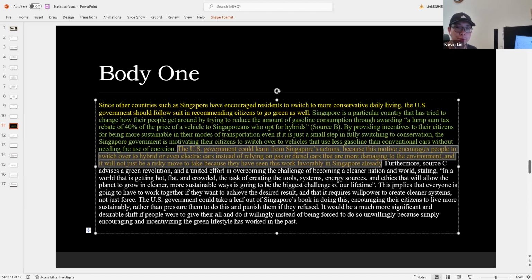So next one, they got source C. They're going to talk about Green Revolution, United Effort, Cleaner Nation. They're talking about the US in this case and how they can make an attempt to copy and to do good here.